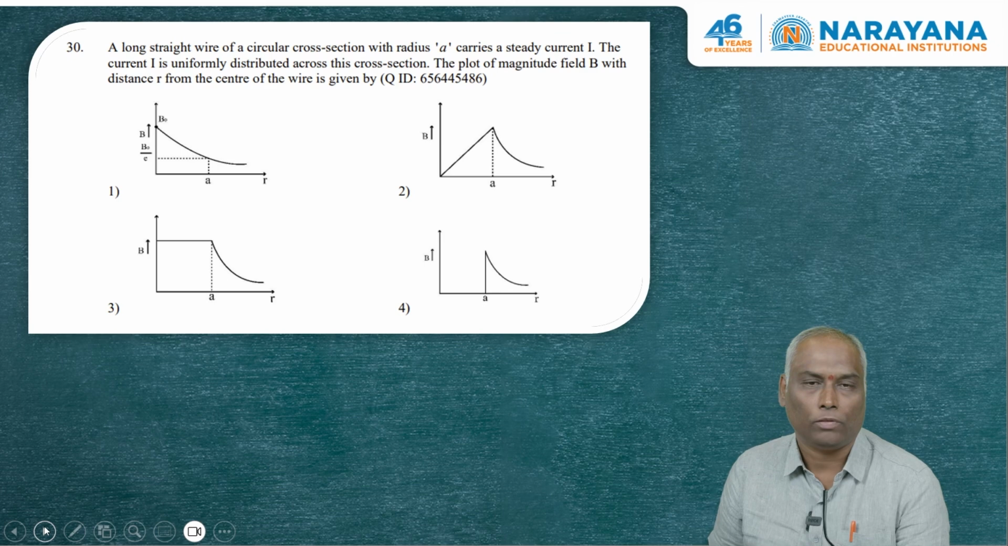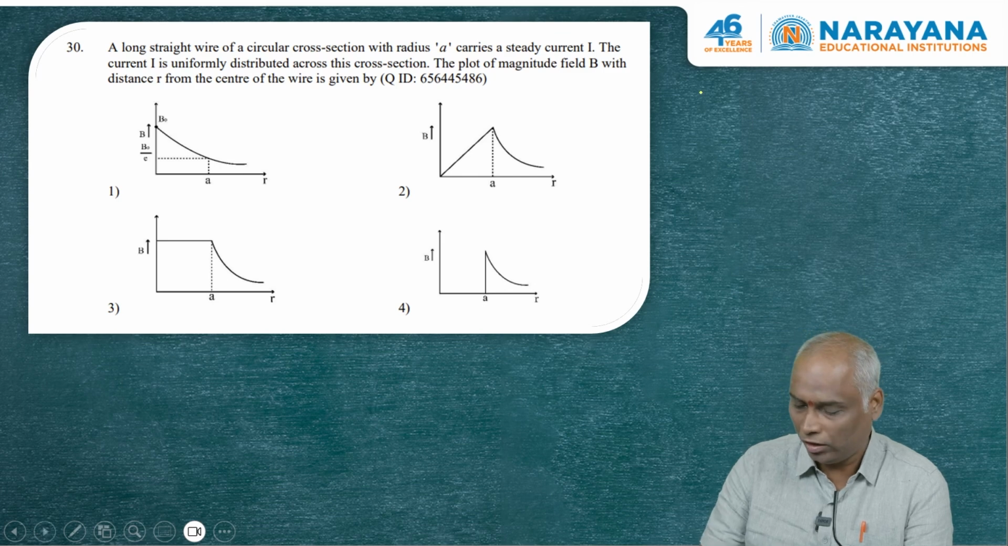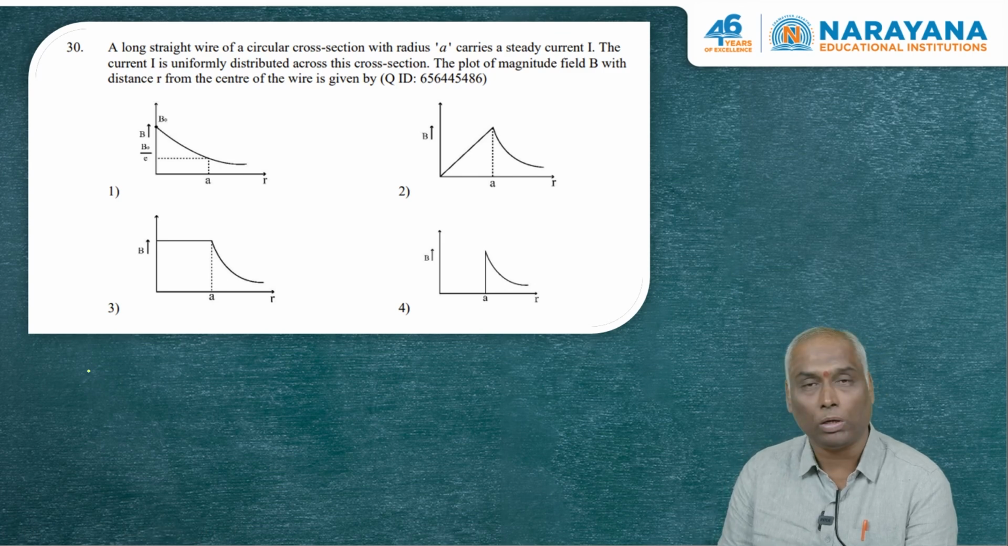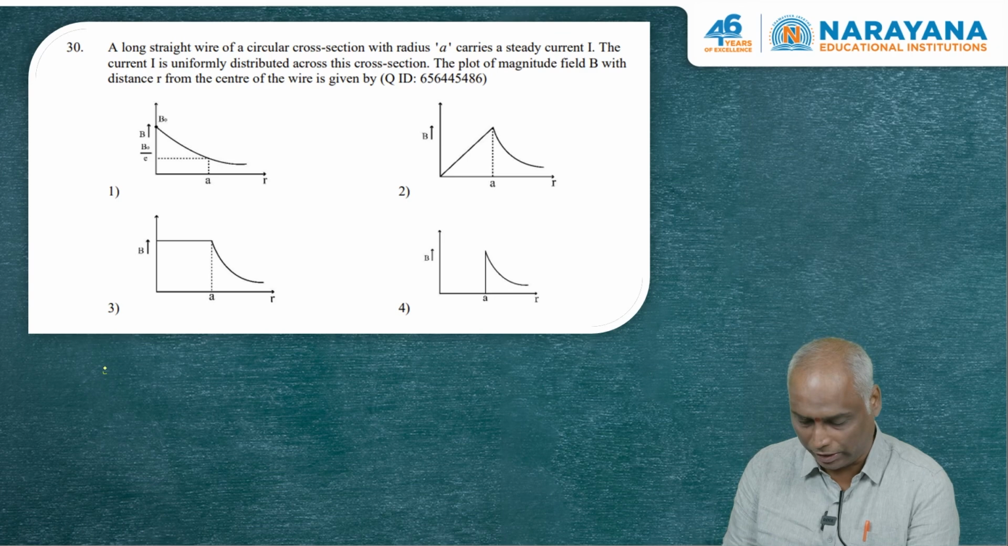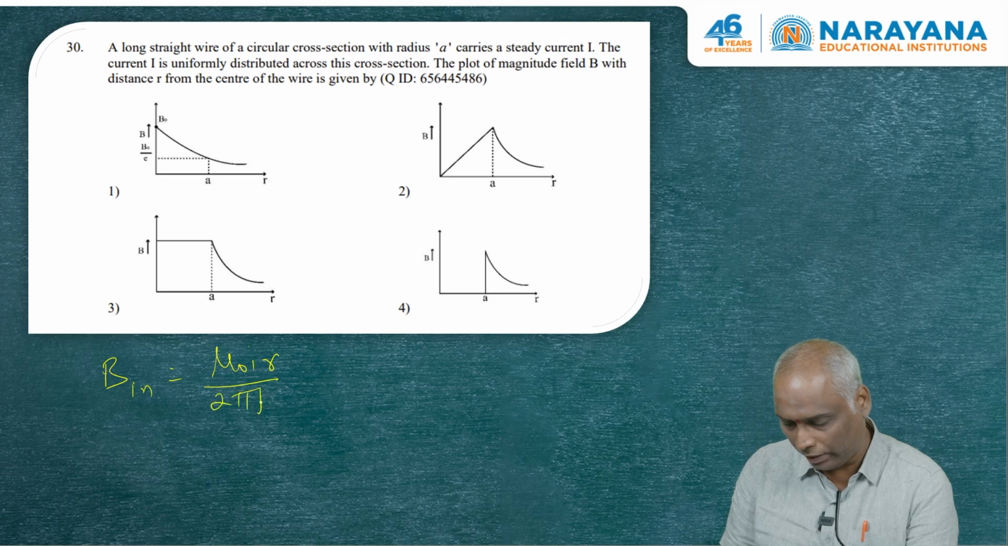Next, question number 30. A long straight wire of circular cross section with radius A carries a steady current I. The current I is uniformly distributed across the cross section. The plot of magnetic field B with a distance small r from the center of the wire is given by. So we know very well that the value of magnetic field induction at a distance small r inside a uniformly current carrying conductor is given by B inside equals mu naught I small r divided by 2 pi capital R square. Capital R is the radius.